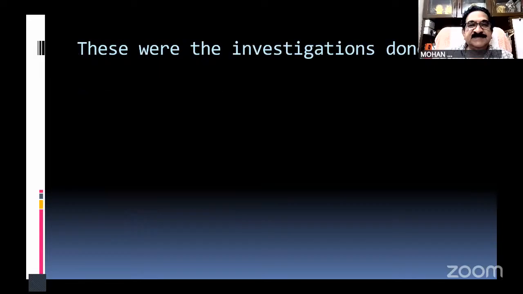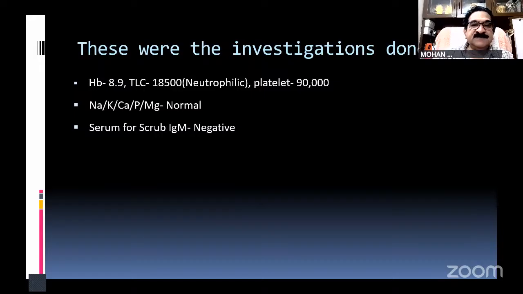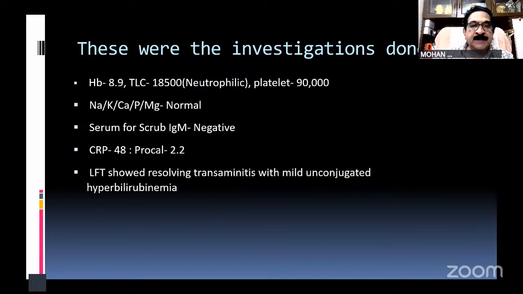And these were the investigations done. Hemoglobin 8.9, TLC 18,500. Sodium, potassium, calcium, magnesium normal. Scrub typhus IgM negative. CRP 48, procalcitonin 2.2. LFT showed resolving transaminitis with mild unconjugated hyperbilirubinemia. ANA panel, ANCA panel normal.